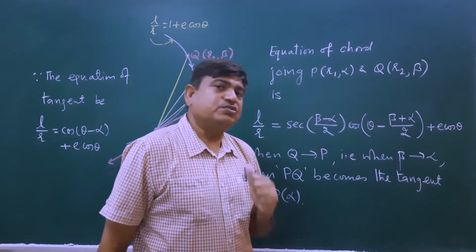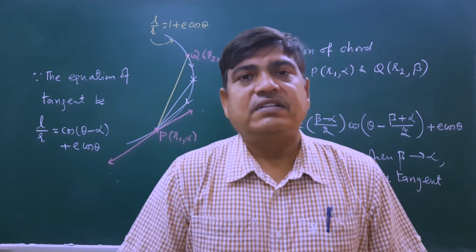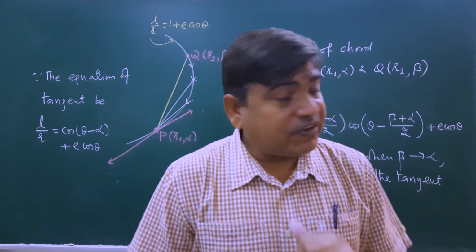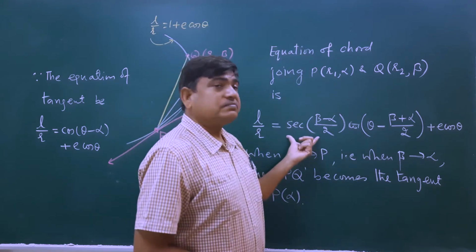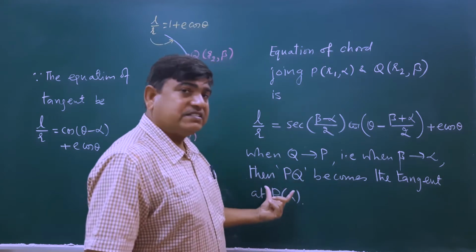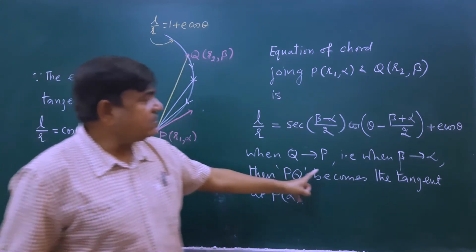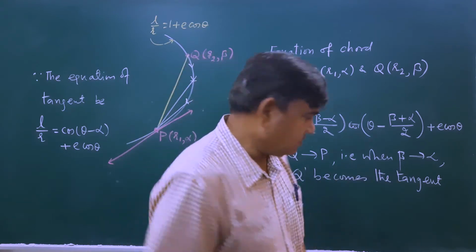By the way, this question is asked in the examination: find or derive the polar equation of the tangent. Then first you derive the equation of the chord. Then apply the condition. This chord becomes the tangent when we have this type of situation.